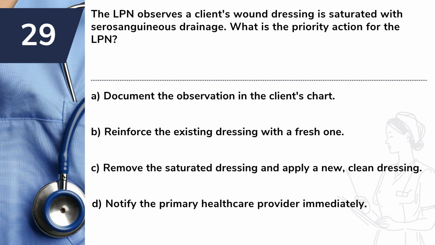Question 29. The LPN observes a client's wound dressing is saturated with serosanguineous drainage. What is the priority action for the LPN? A. Document the observation in the client's chart. B. Reinforce the existing dressing with a fresh one. C. Remove the saturated dressing and apply a new, clean dressing. D. Notify the primary healthcare provider immediately.